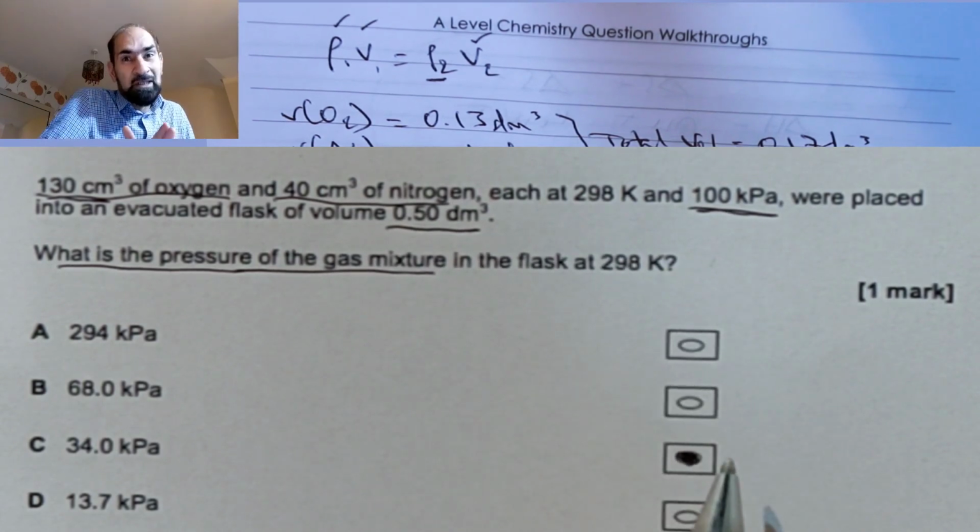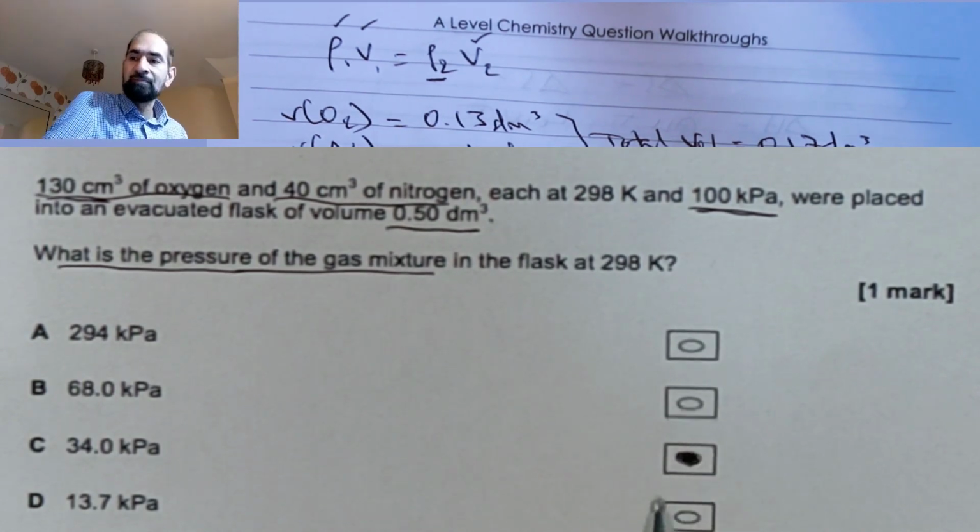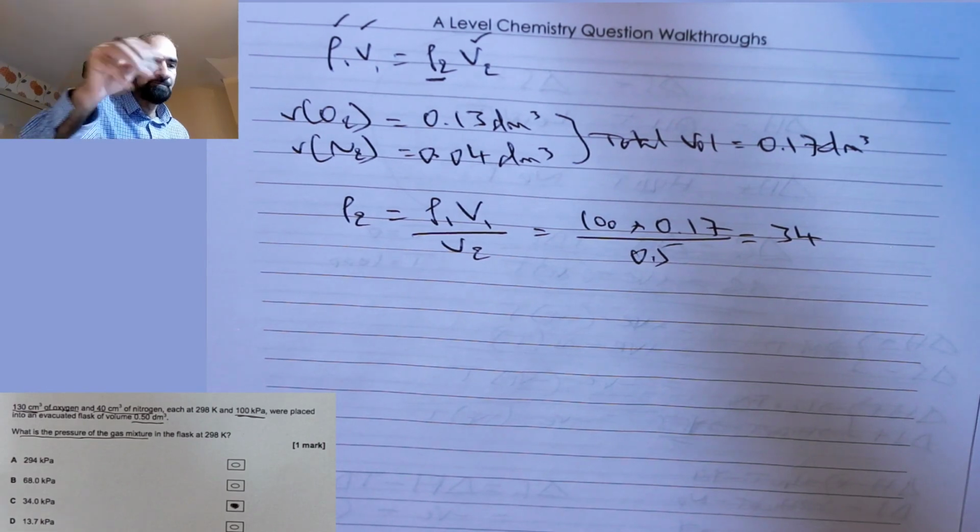All right. Learn how to fill it in, right? Because these are marked by computers, usually. All right, it's easier for them. Okay, so the answer is 34.